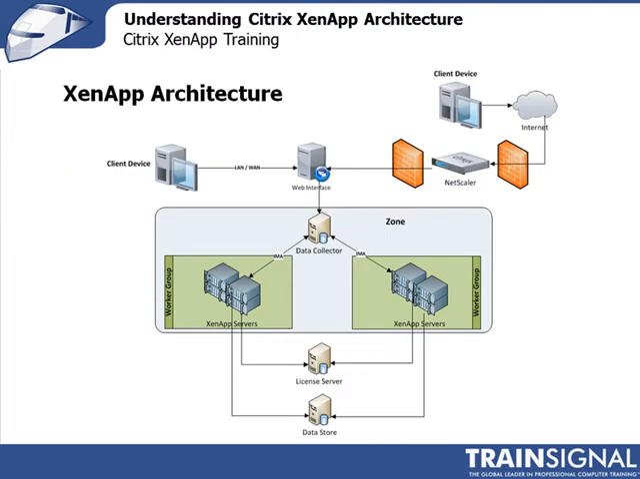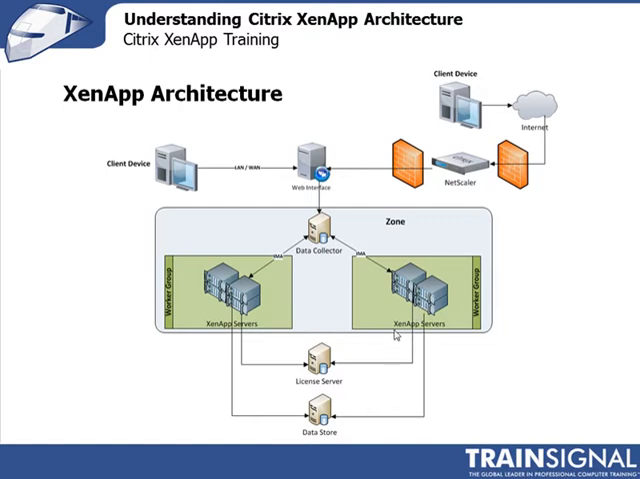But from a XenApp architectural standpoint, I wanted to show you how things are connected. You'll notice that you have a client device that's trying to connect from outside the network. It goes through the cloud, through the internet, whatever you want to call it, through the firewall, NetScaler, Access Gateway, Secure Gateway, this is in the DMZ, and talks to your web interface server. And then you have the zone here. The zone has one data collector. It talks to the data collector: hey, data collector, which is your least busy server for my particular application? And it connects the user to that particular application.